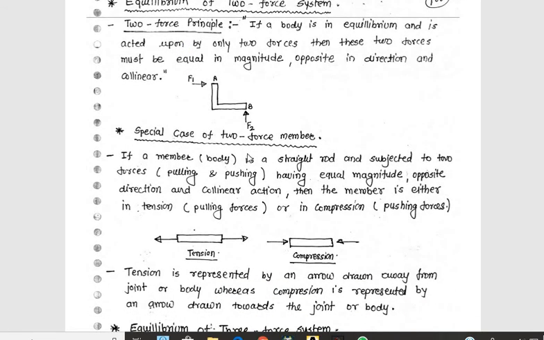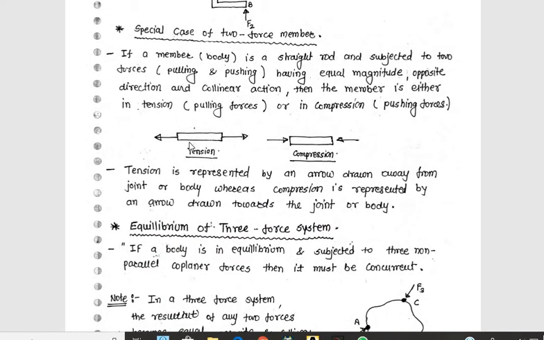Now there are some special cases of a two force member. If a member or body is a straight rod subjected to two forces, pulling or pushing, having equal magnitude, opposite direction and collinear action, then the member is either in tension, that is pulling forces, or in compression, pushing forces. This is represented like this: tension force, compression force. Tension is represented by an arrow drawn away from the joint or body, whereas compression is represented by an arrow drawn towards the joint or body.